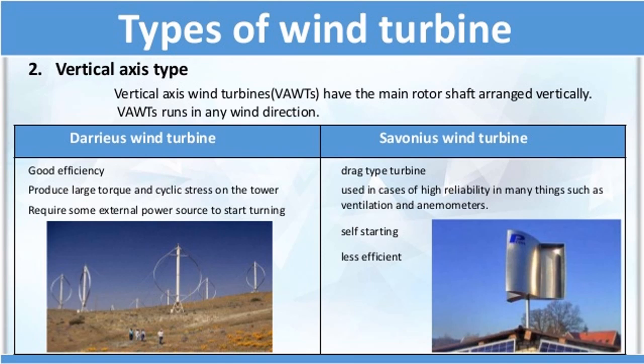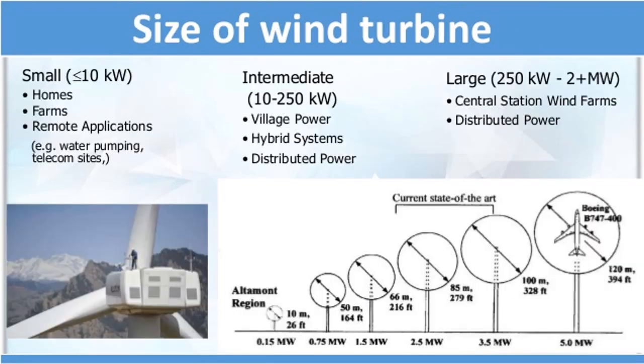Now vertical axis. This is the vertical axis turbine; the axis is vertical. It has good efficiency and produces large torque, but has cyclic stress on the tower and requires some external power source to start turning. Savonius wind turbine, a drag type turbine, is used in cases of high reliability in many things such as ventilation and anemometers. It is self-starting and has less efficiency.